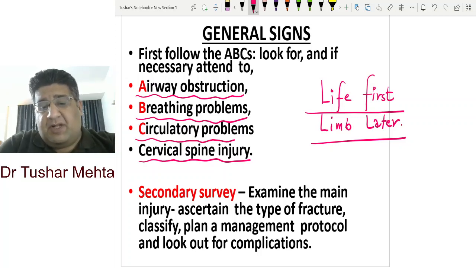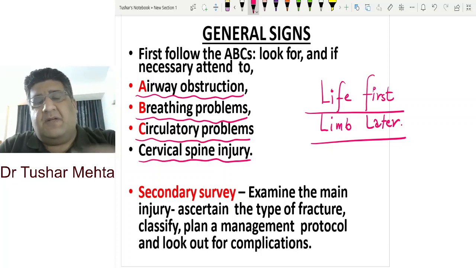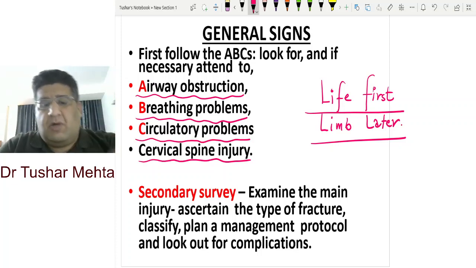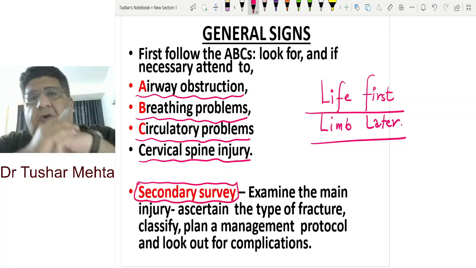You have to take care of the pulse, the blood pressure, the urine output, you have to see the hemodynamic status, and your priority is that. Once all those things are ruled out, then you start performing the secondary survey, and in that you talk about fracture.